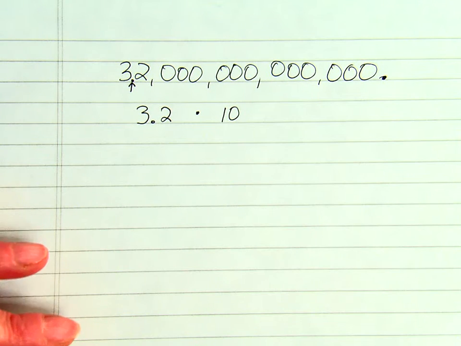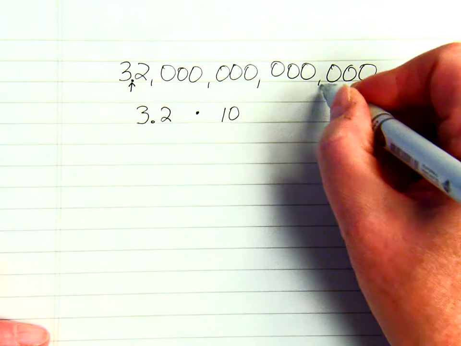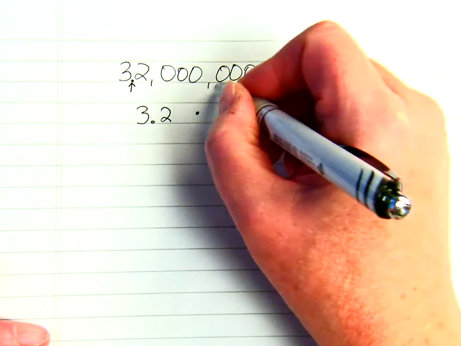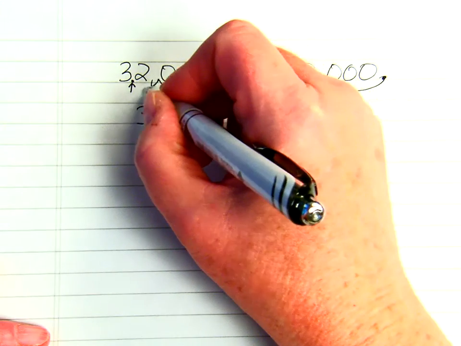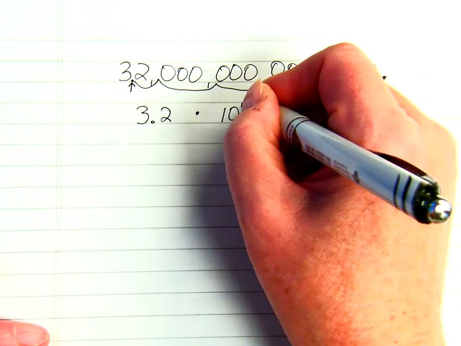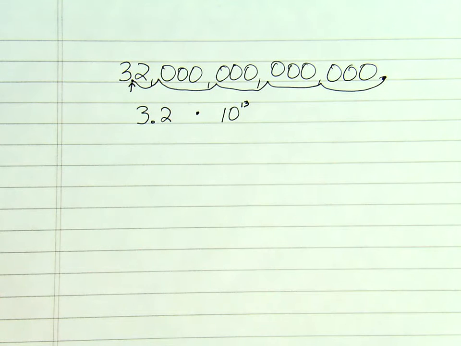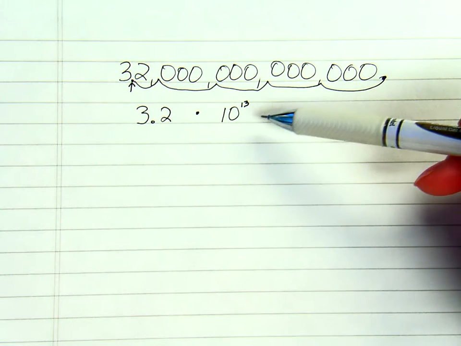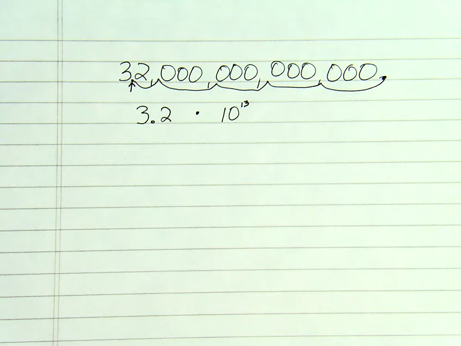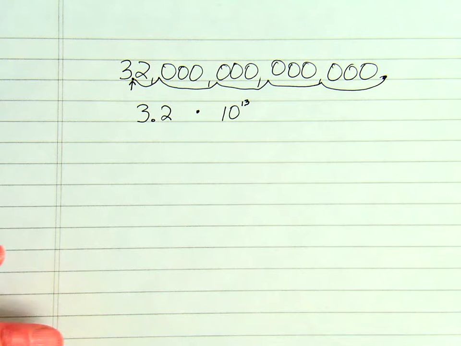Now we've got to figure out what that power of 10 is going to be. So what you want to know is, how far does that decimal point move? Well, in this case, it moves 3, 6, 9, 12, 13. So this is going to be to the power of 13. So in scientific notation, this becomes 3.2 times 10 to the 13th power.